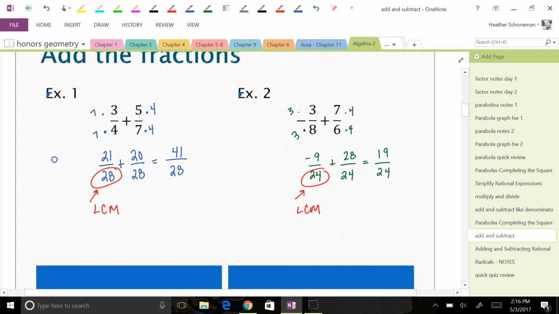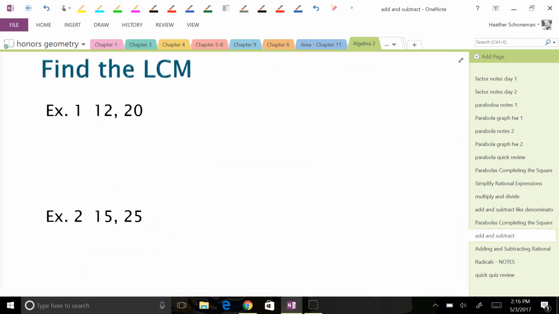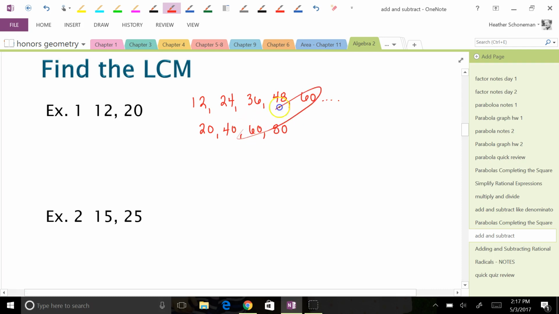So let's practice finding least common multiples first. I'll do it once the long way, and then we're done with that. The least common multiple of 12 and 20: if you list all the multiples, that'd be 12, 24, 36, 48, and then 60. We could keep going. Multiples of 20 would be 20, 40, 60, 80. So the least common multiple, the one they both have in common, is 60.